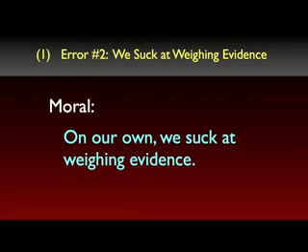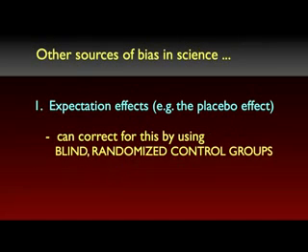In sciences that deal with living subjects, for example, there are biases that can result from expectation effects, like the placebo effect, where the mere expectation of a treatment will elicit a physiological response from a test subject. You can correct for this kind of bias by using blind randomized control groups, where subjects don't know whether they're receiving a treatment or just a placebo.